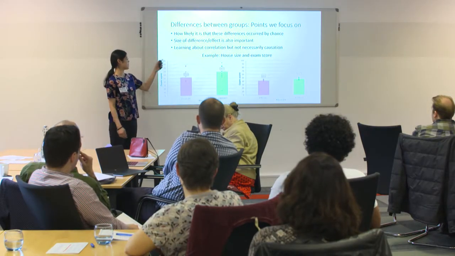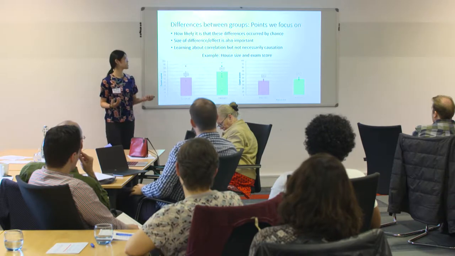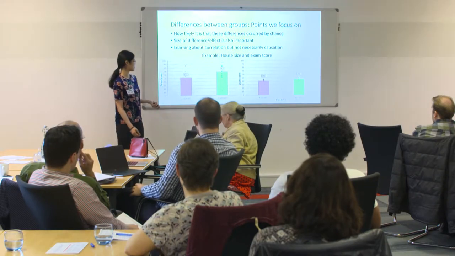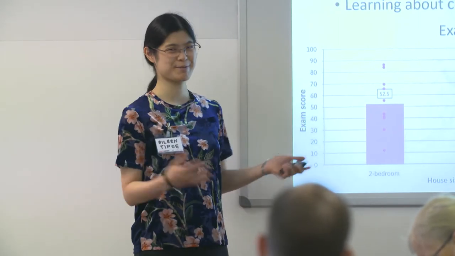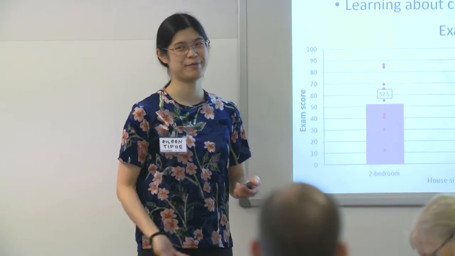And also it's about learning about the correlation between two things and not necessarily causation. So in this example here, it's not like adding an extra bedroom will make you smarter, for example. There might be some confounding variables.